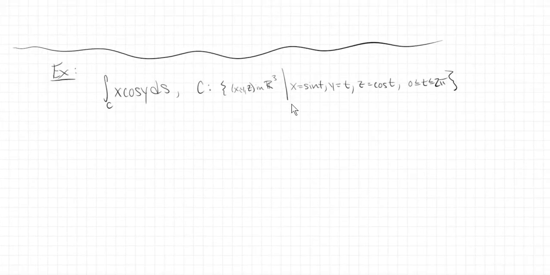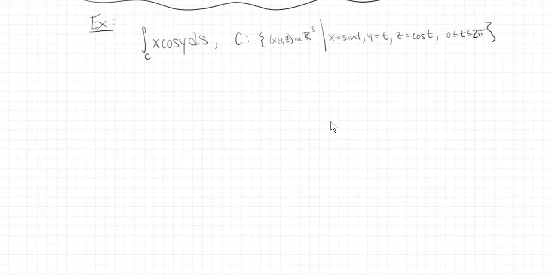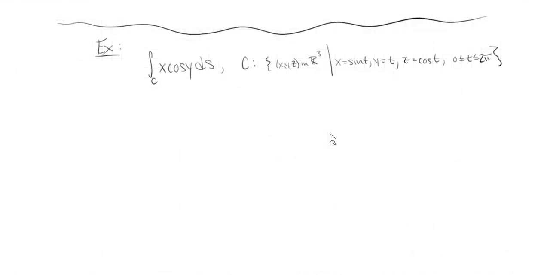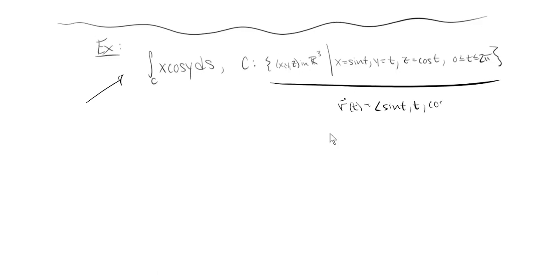Okay, I just wanted to see one more. I appreciate you hanging in there. Maybe pause this and see if you can give it a shot. I just want to see one of these in R3 because I don't think we've seen one of those yet. The idea is exactly as before. Here it's nice. We're already given this parameterization. But notice this is in 3D. We have a function of 3 variables here because we're thinking of this curve as being in 3D.